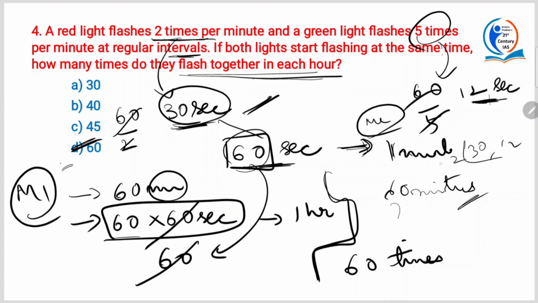Directly converting seconds into minutes and minutes into number is one method. Otherwise, this is the other method. So D is the answer.